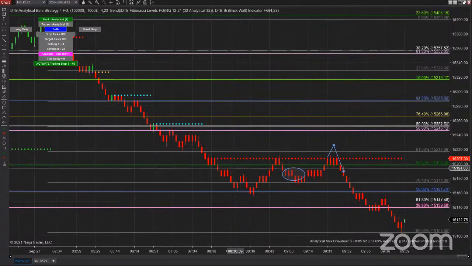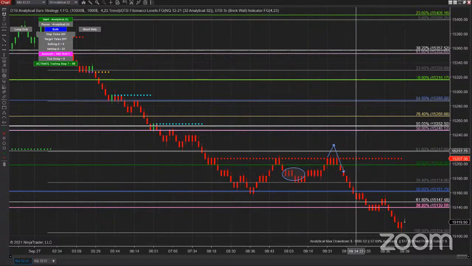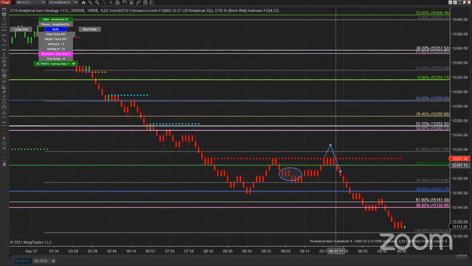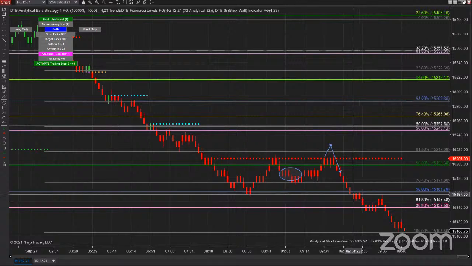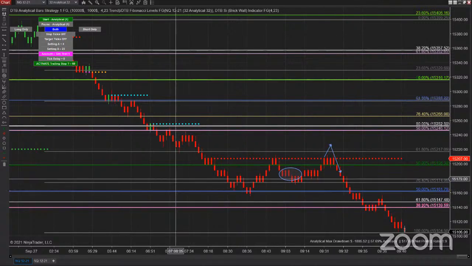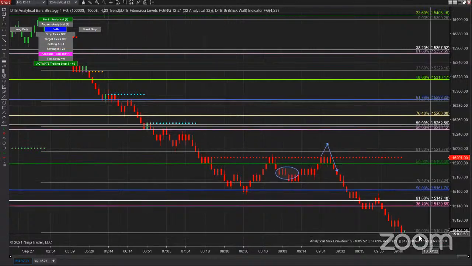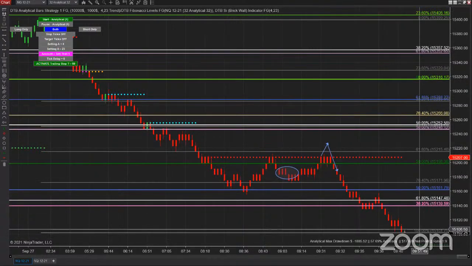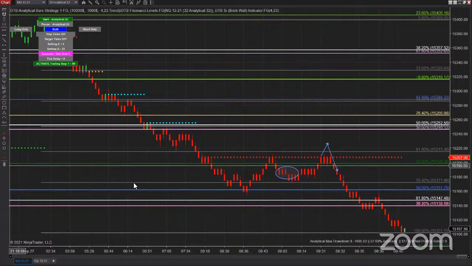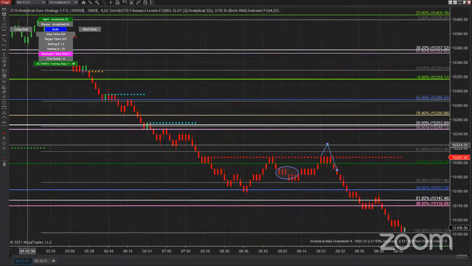You may have a few little switches around the brick walls. This one here basically stayed below that brick wall this entire session so far. Now, we don't know what's going to happen at the bottom. There might be a reversal of price here in which the strategy will enter a long position or a short position, depending on what signal comes up.